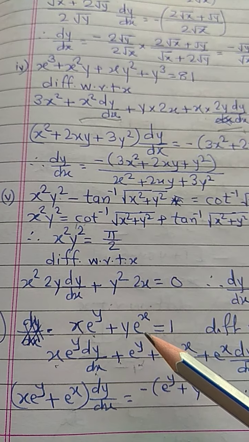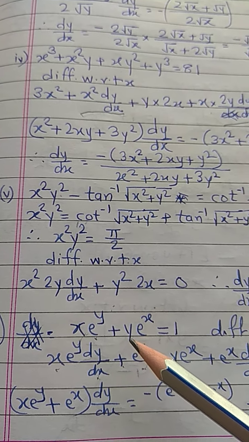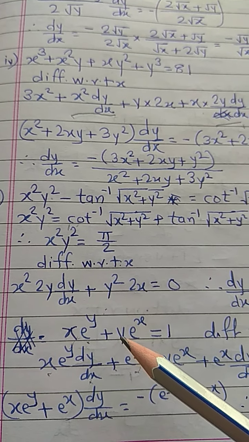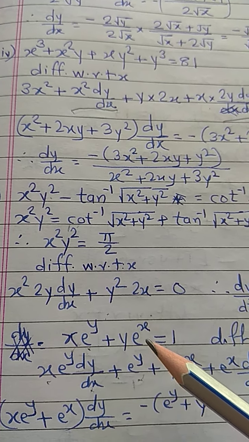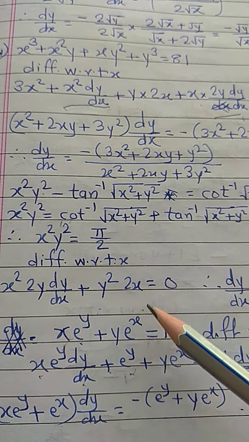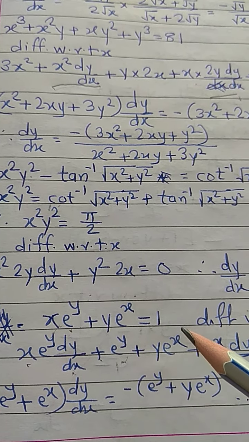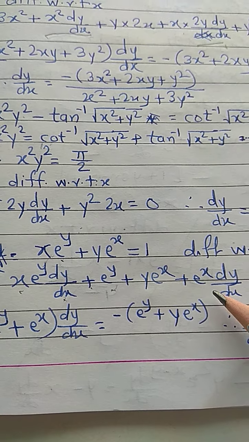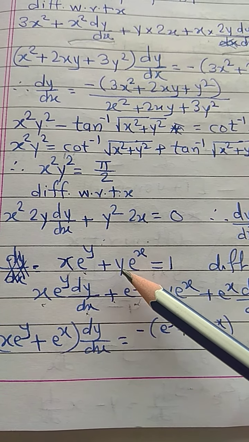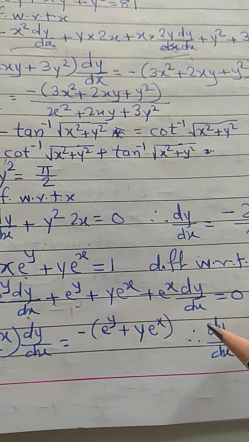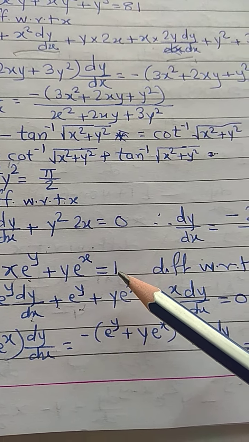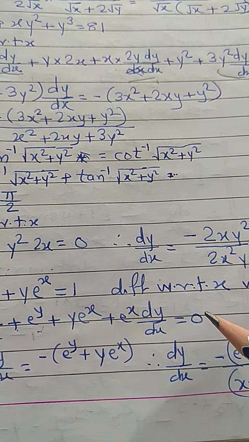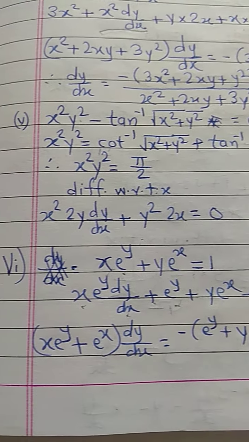Now this second type is also u into v plus this y first function as it is, derivative of second function, that is e raised to x is e raised to x, plus this second function e raised to x is as it is, and this first function derivative of this y is dy by dx. Now derivative of constant, that is 1, is 0. Derivative of constant is always 0.